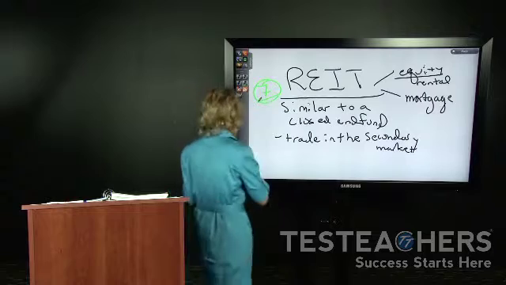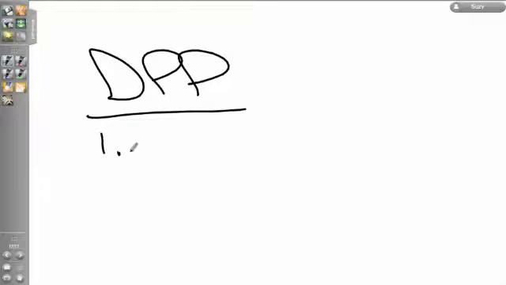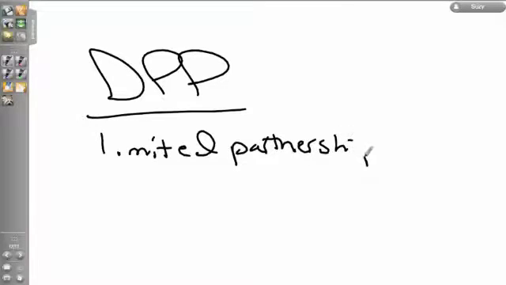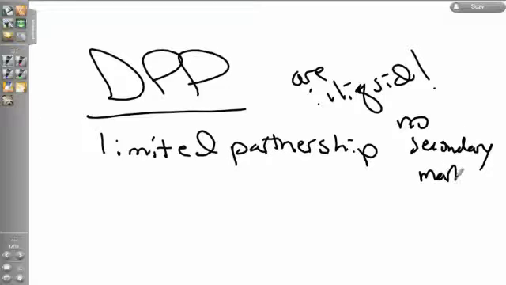The other way that you can get into real estate would be through the direct participation program. So DPPs, limited partnerships. Limited partnerships are illiquid. They are not liquid. They are the worst for someone looking for liquidity because there is no secondary market. So once you buy units in a limited partnership, it's really hard to sell your units.